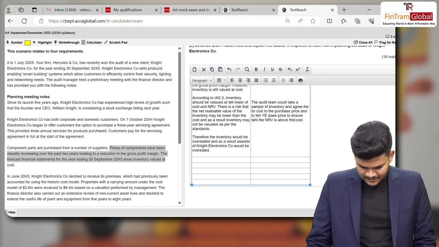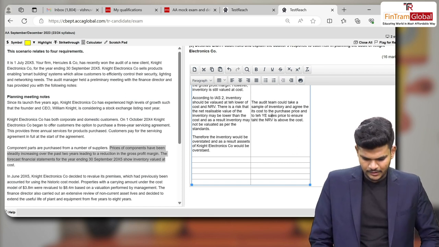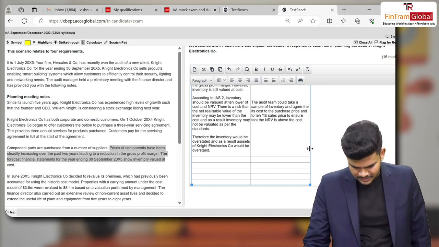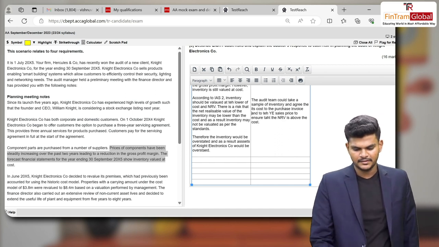What exactly am I suggesting here? First of all, just compare the cost to the purchase invoice, or to the purchase price, right? Purchase invoice. Let's just say purchase invoice. Why are we doing this?